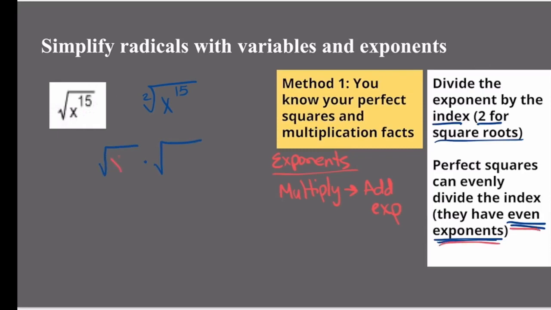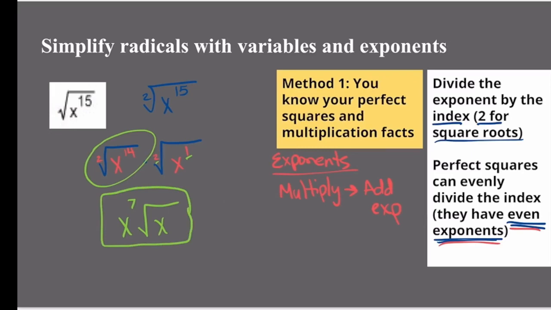So the largest even exponent is going to be 14. 14 plus 1 is 15. And I'm using 14 because 14 can divide by 2. 14 divided by 2 is 7. So x to the 7th power would come outside of the radical. I cannot do 1/2. That doesn't divide evenly. So I would leave that as x inside. And that's how I would simplify the radical with variables and exponents.